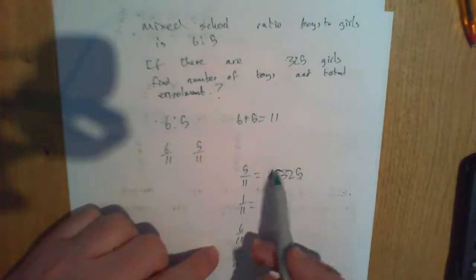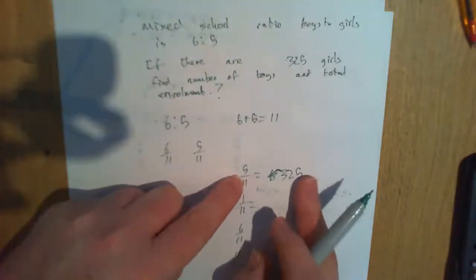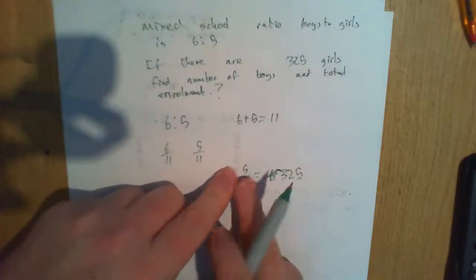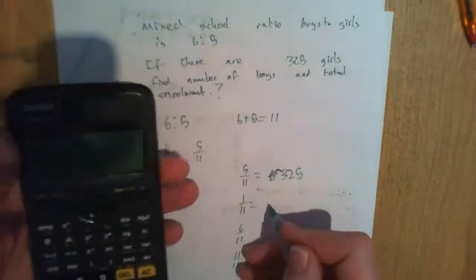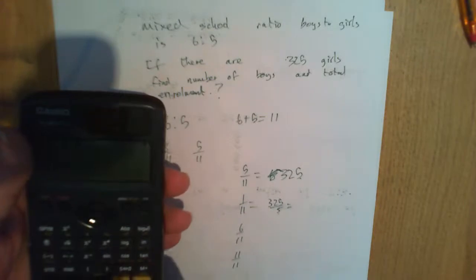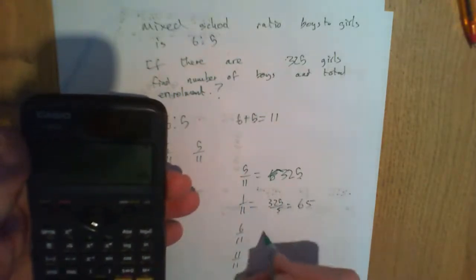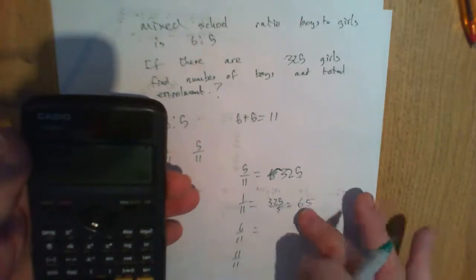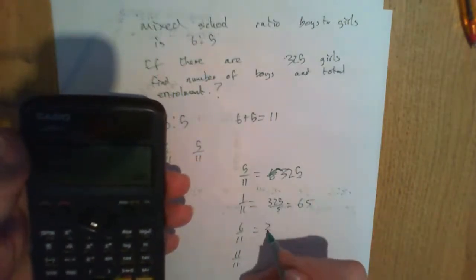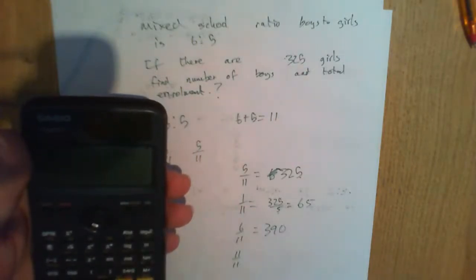That means that 6 11ths is 6 of them, 390 boys, which means 11 11ths is 11 of them, 715 pupils. And that's girls. So that's how we can use it fairly efficiently to find out loads of information about something. Okay? So, I want you to give a few of these a go, see how you get on.